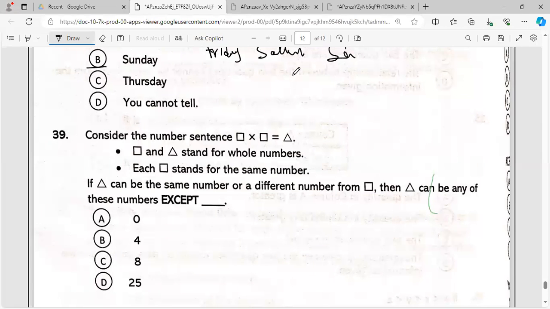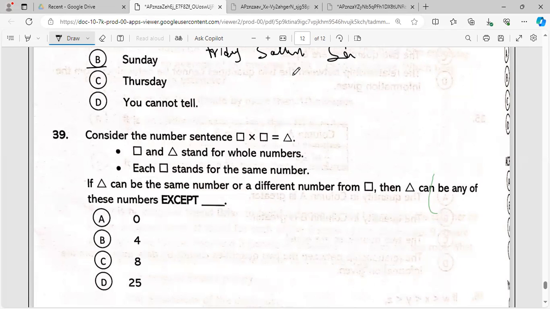Excuse me, sir. Someone asked for 40 a long time ago. Guys, you're focusing on 39 though. I didn't get a response. Sir, can I tell you my answer? Yeah. I think C, sir, because it says each box stands for the same number, sir.